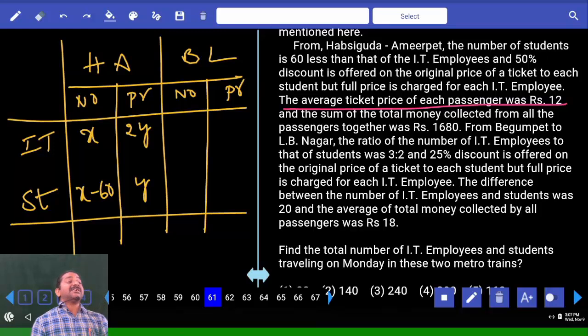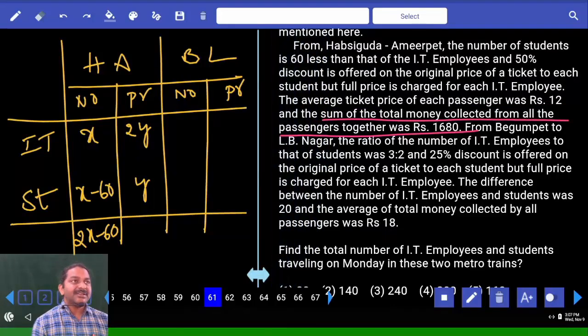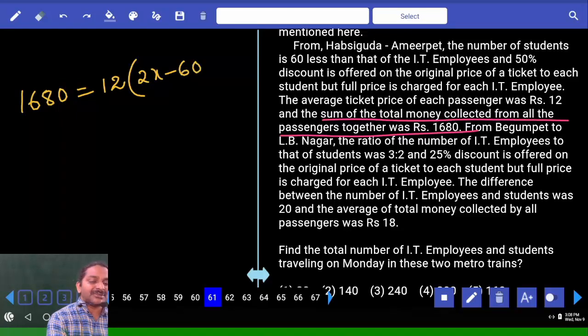The average ticket price of each passenger is 12. So how many passengers are there? 2x minus 60. And their average price is 12. Understood? Continue. The sum of total money collected from all the passengers together is 1680. That means 1680 is total amount, which is average multiplied by total number of passengers only. 12 times (2x minus 60). 140. 2x is 200. X is 100.